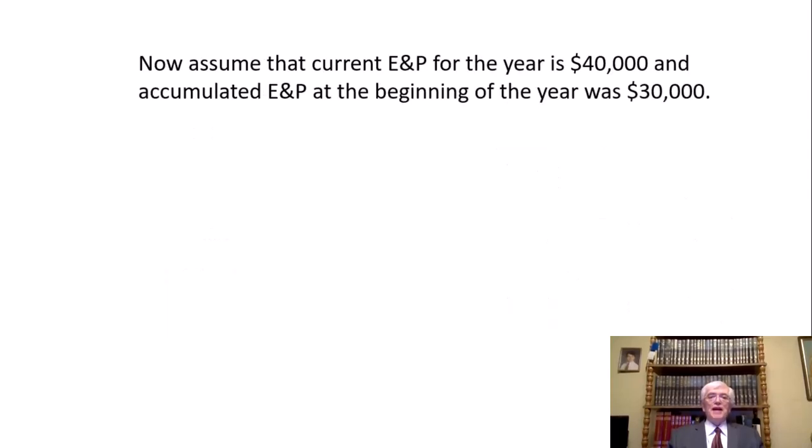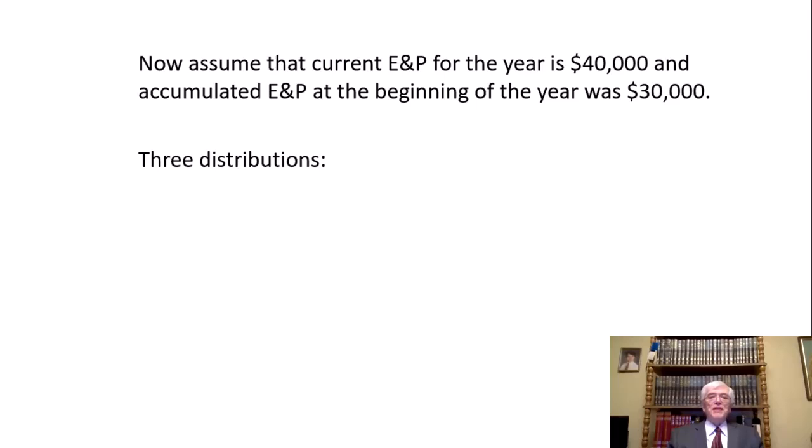Now, let's assume that current E&P was 40,000 and accumulated E&P was 30,000. So now we've got positive earnings and profits balances in both our current and accumulated. Of course, it would be boring to do a $15,000 distribution. That'd be 100% taxable, and we don't really care whether it's coming out of current or accumulated. It would be coming out of current, but it wouldn't matter.